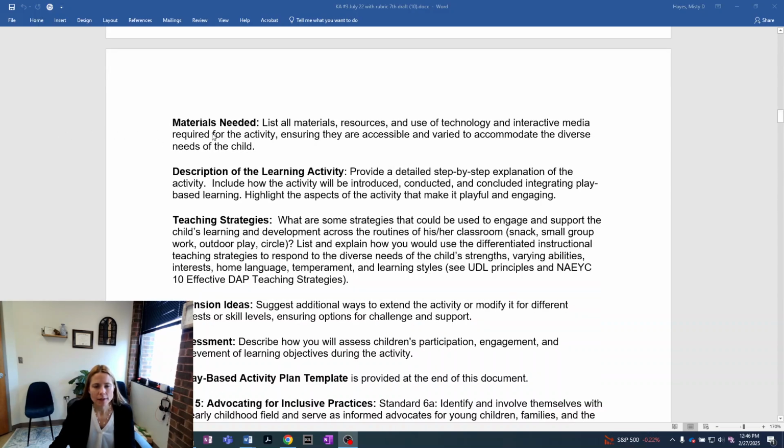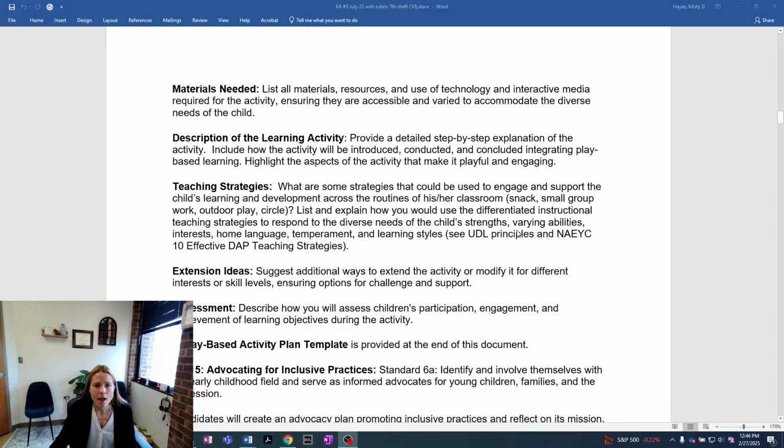The next component for your activity is going to be the materials you need to be able to successfully implement this activity. So list all the materials, your resources. When we talk about resources, this also would include any use of technology, right? Any interactive media, making sure that this activity is accessible. So we're ensuring accessibility, and make sure it's varied because we want to accommodate the diverse needs of that child.